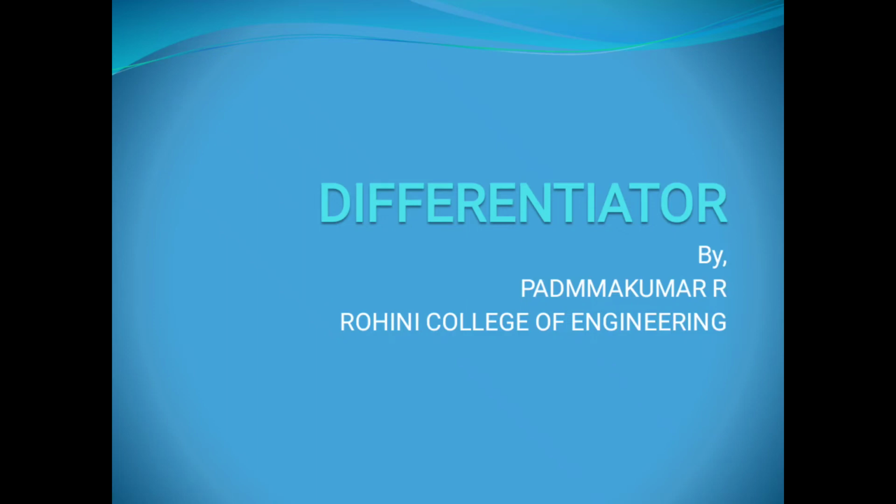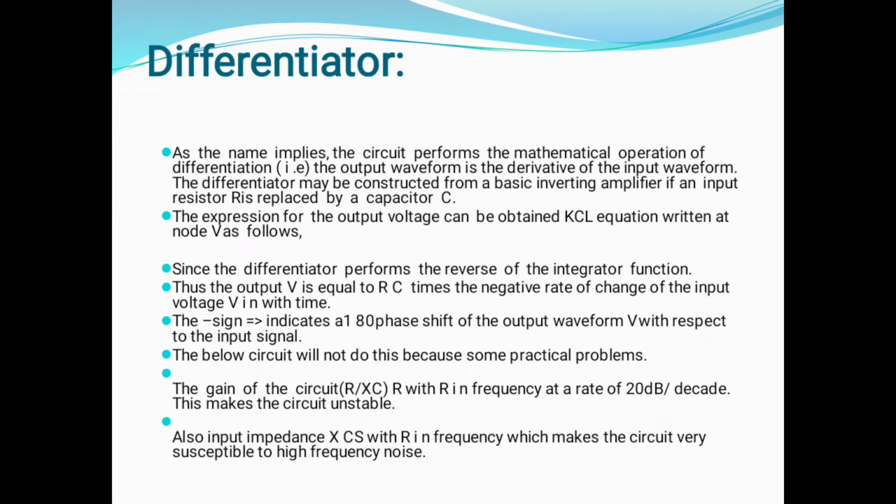Differentiator. As the name implies, the circuit performs the mathematical operation differentiation. The output waveform is the derivative of the input waveform. The differentiator may be constructed from a basic inverting amplifier if the input resistor R1 is replaced by a capacitor C.